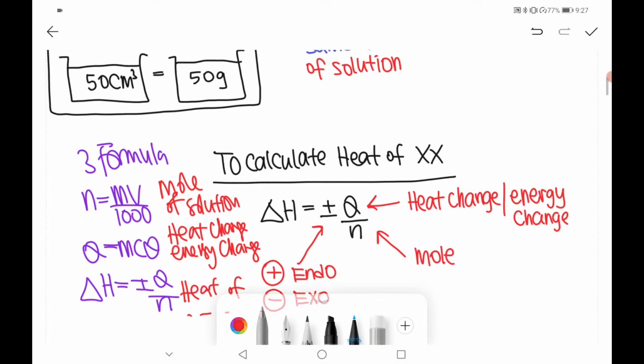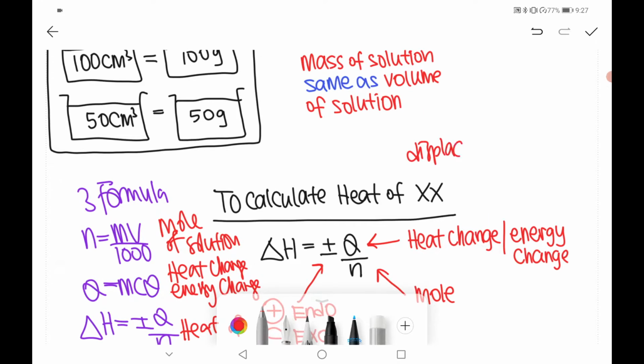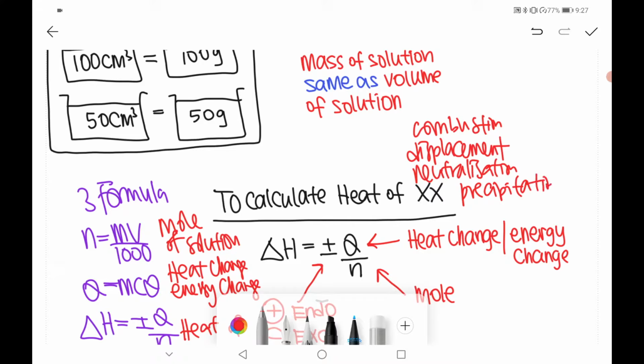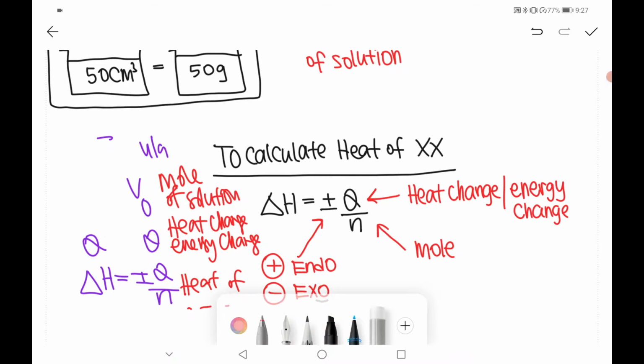Why do I put XX here? XX here can be heat of displacement, heat of neutralization, heat of combustion, heat of precipitation. Whenever you see the words heat of, you must calculate delta H. So this is something very important. I already showed you all these three formulas.